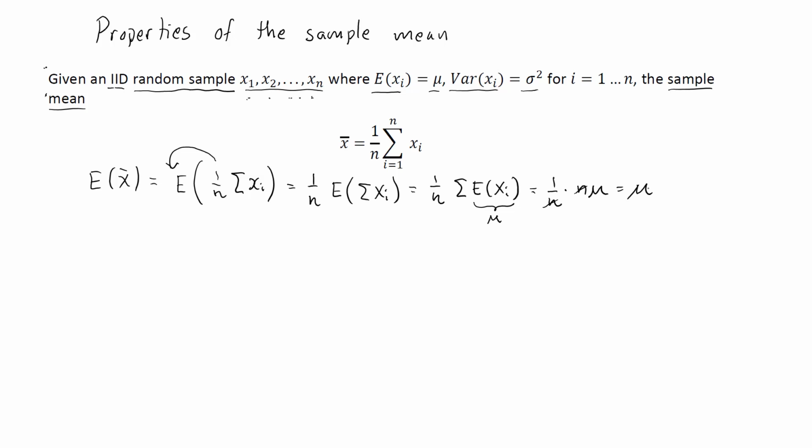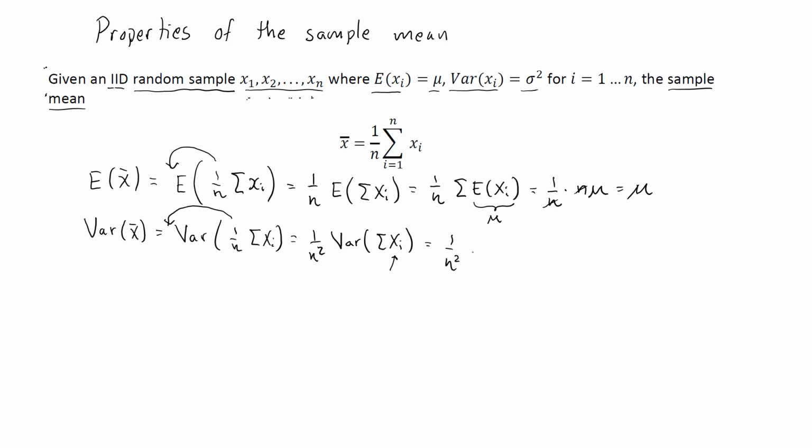Since x bar is this nice linear function of the x's, it's also very simple to figure out its variance. That would be the variance of 1 over n summation xi. Constant goes outside, but for the variance we have to square constants. So 1 over n square variance of summation xi. So in the next step we have a variance of a sum. In this case, all these random variables are independent, so the variance of the sum becomes the sum of the variances. So that's 1 over n square summation variance of xi.